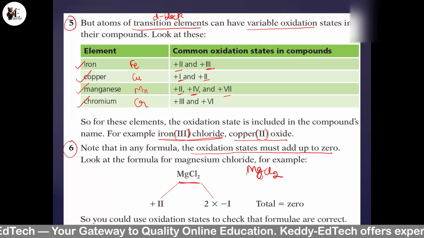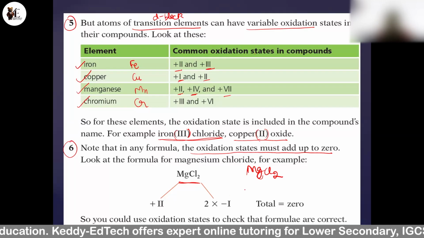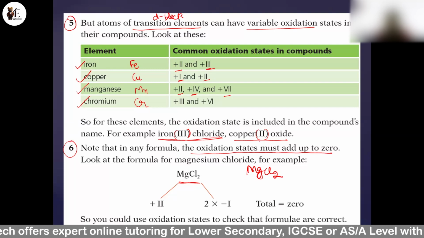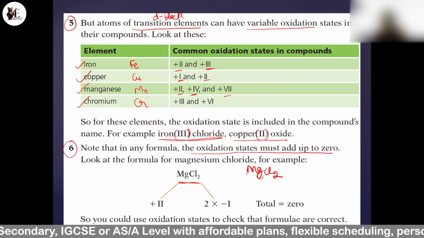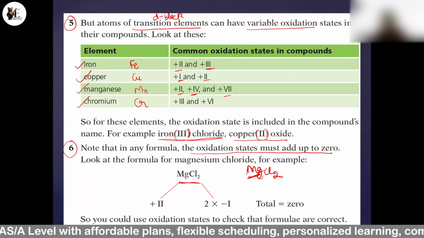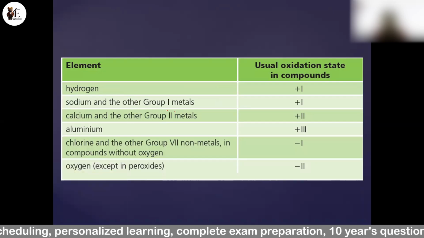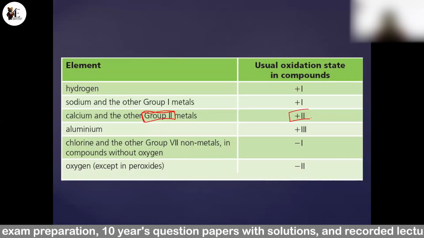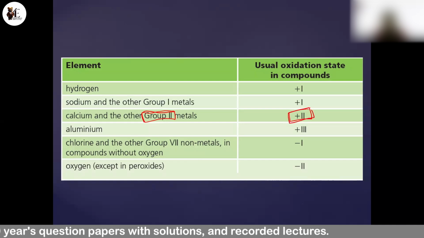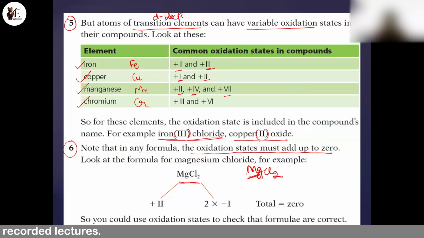Sorry. What is the oxidation state for magnesium? Look at the table and then tell me. For magnesium, which group does it belong to? Look at the table here. Magnesium belongs to group 2, right? Yes. So what should be the oxidation state for magnesium? +2. Yes. So you have to write down the oxidation state +2 for magnesium.